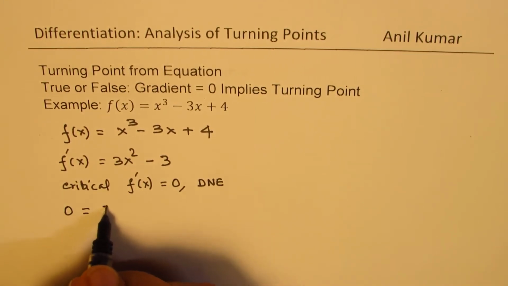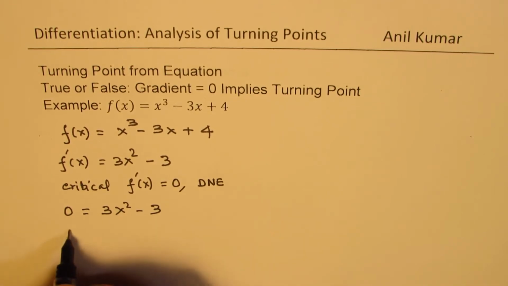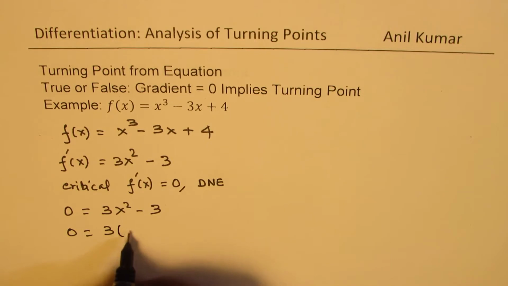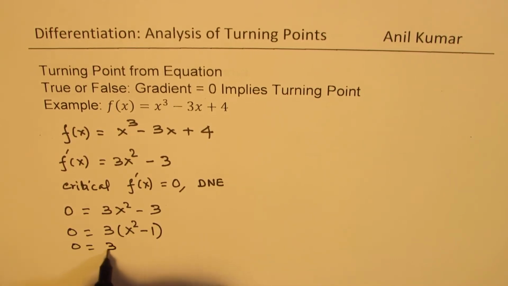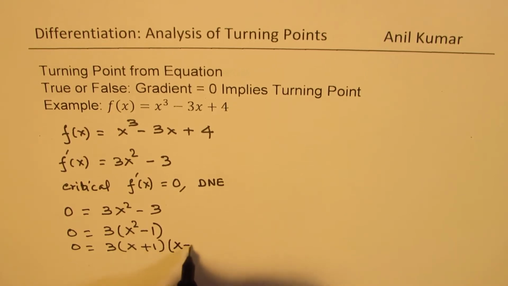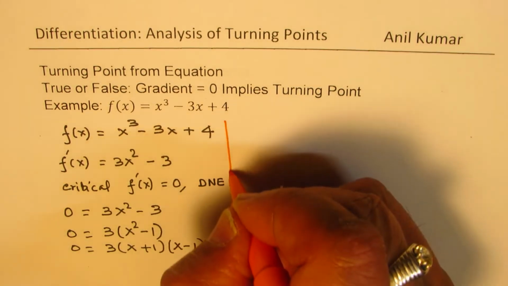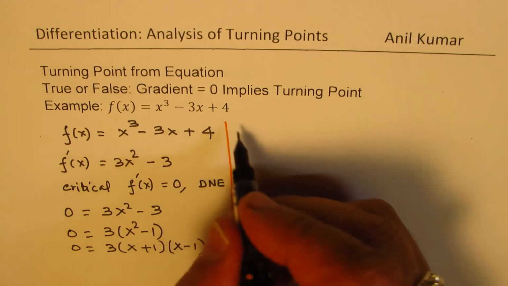So we can write 0 equals 3x squared minus 3 to calculate the value. So that gives you 3 is common. We get x squared minus 1, which can also be factored, and you could write this as x plus 1 times x minus 1. So clearly we get our critical numbers. So we have two critical numbers.